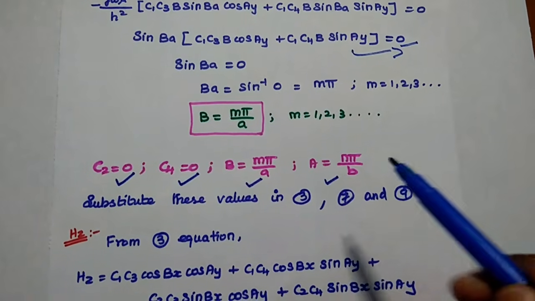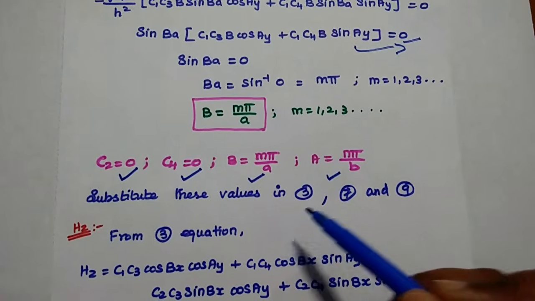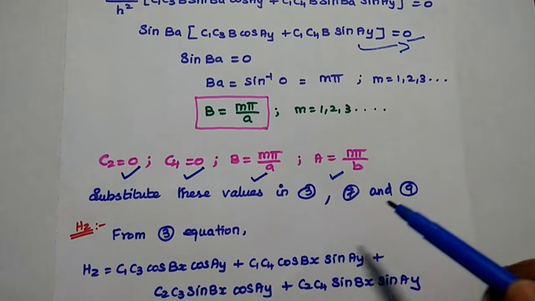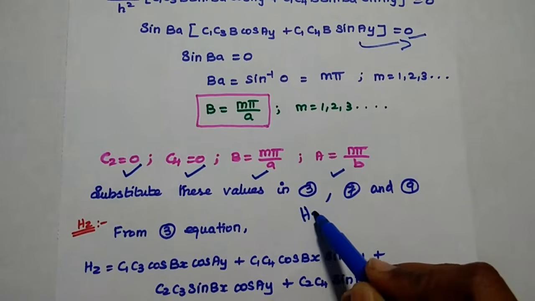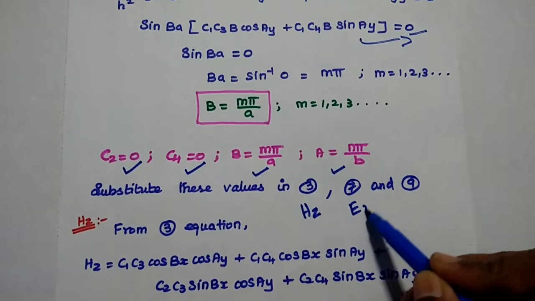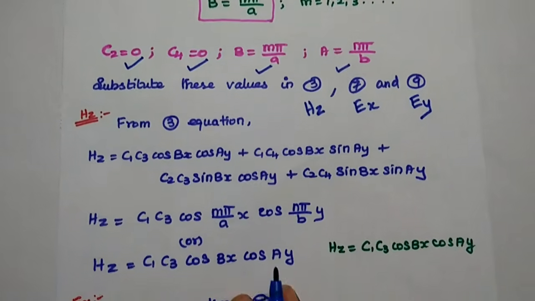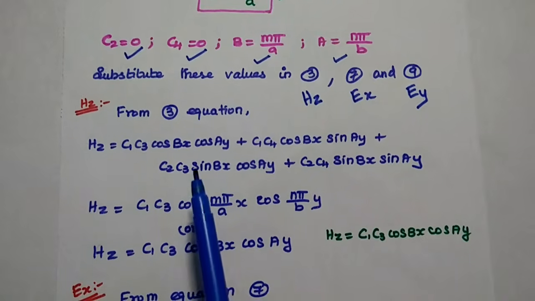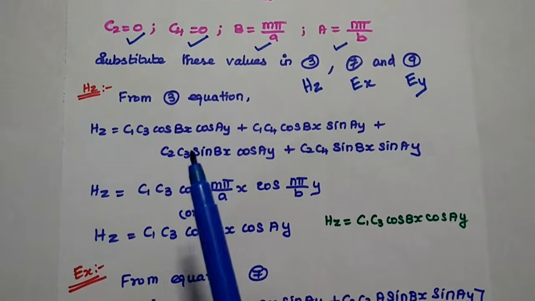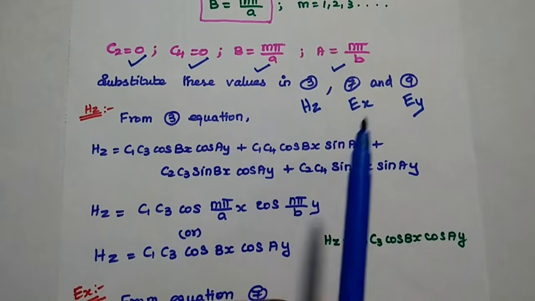So these four values are very important. We are going to substitute these four values in the third equation, seventh equation and ninth equation to get the values of Hz, Ex and Ey. Okay, so first we can take this Hz value. For that we can consider the third equation. So this is the third equation, right? In this third equation we have to substitute these four constant values.